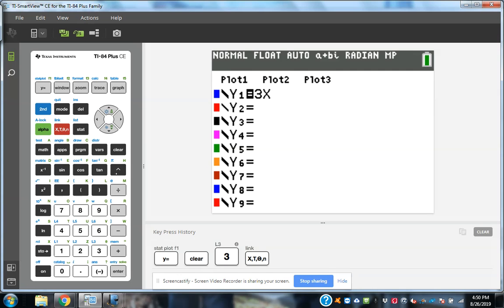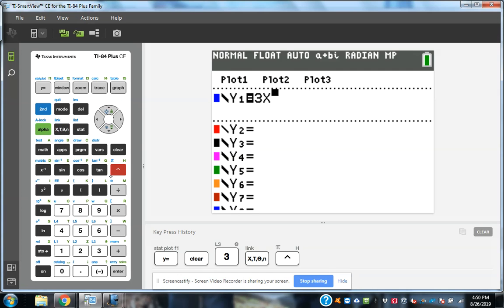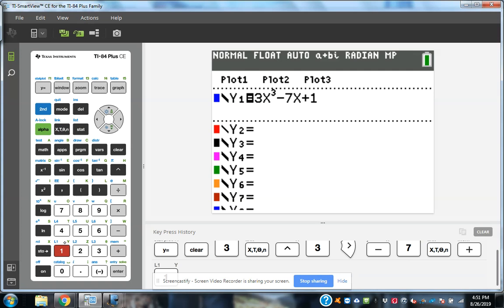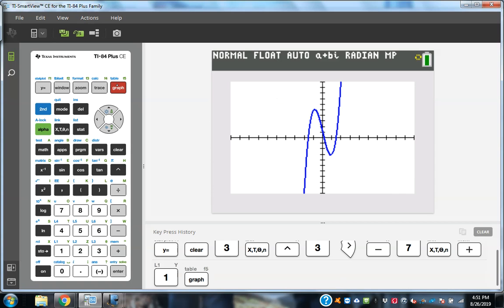And then to get the third power, I'm going to hit the caret symbol, to the third power. And then I'm going to press the right arrow key to get out of the exponent, and then minus 7x plus 1. Okay, so there's the key press history down there at the bottom, so you can see what I did to get there. And then I'm just going to hit the graph button, and I see a nice pretty graph that shows up there.